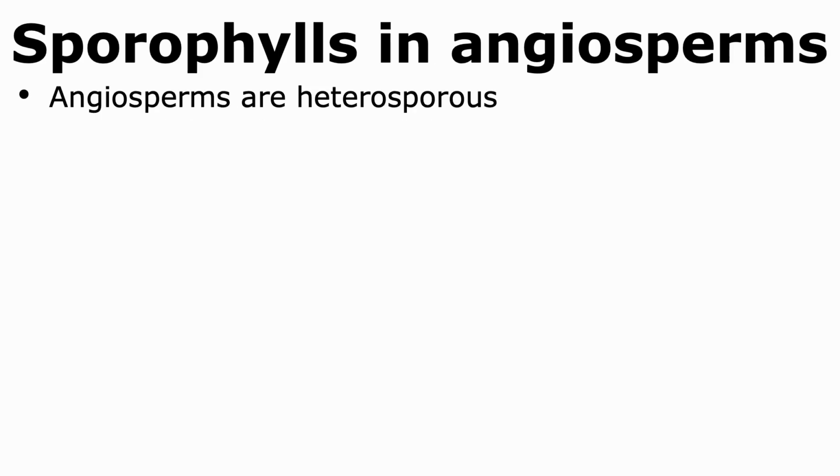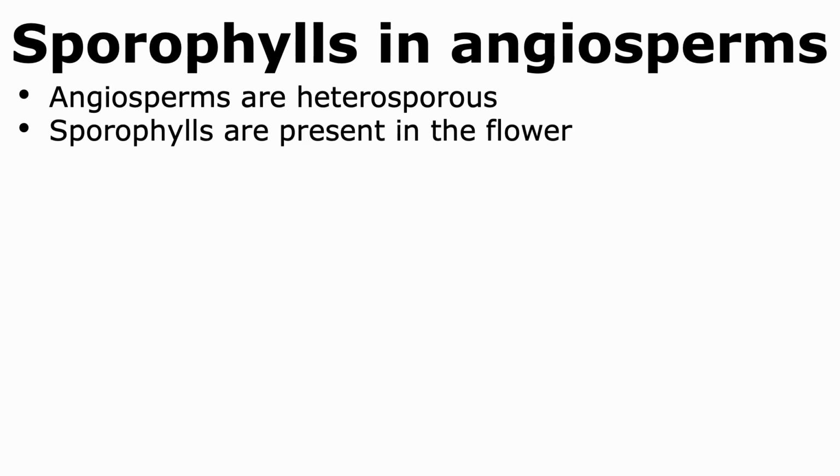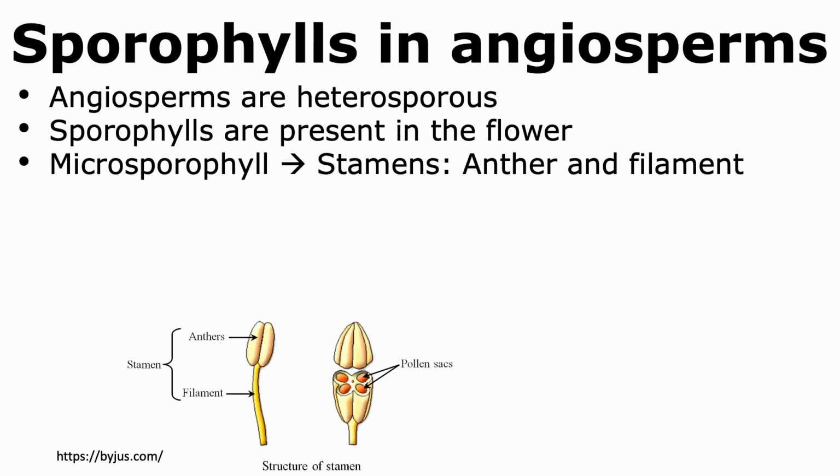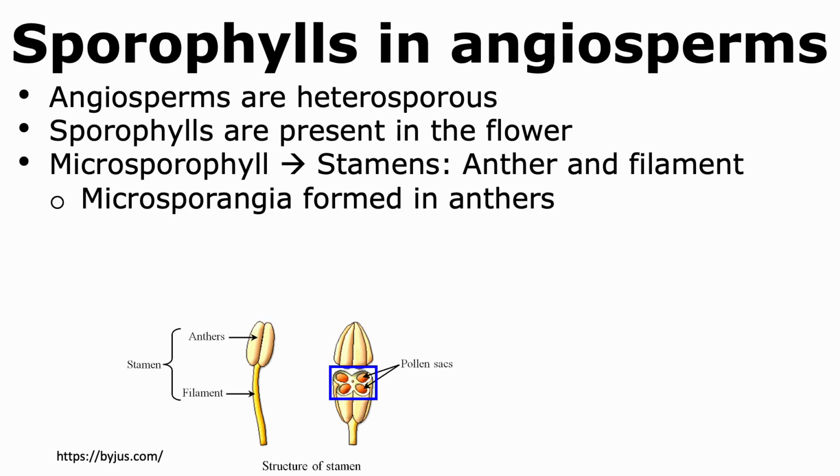All angiosperms are heterosporous and hence they make two types of sporophylls. Both sporophylls are present within the flower. The microsporophyll is the stamen of the flower and is also called the androecium. The stamen is made up of two parts, the anther, which is a lobe-like structure, and the filament, which is a stalk-like structure. Within the anther, there are pollen sacs, which are also called microsporangia. This is where the microspores will be formed.